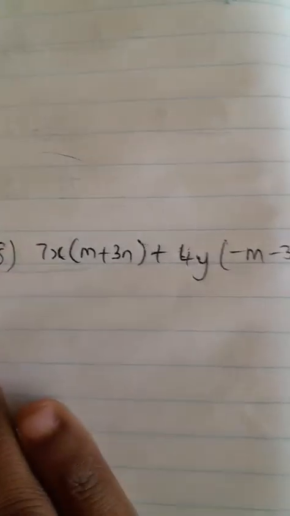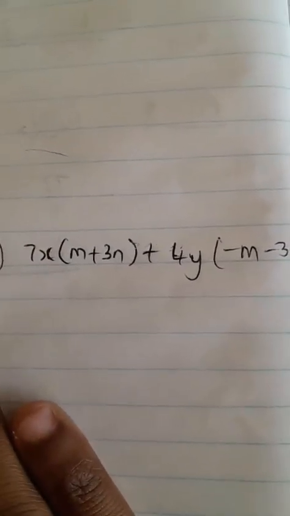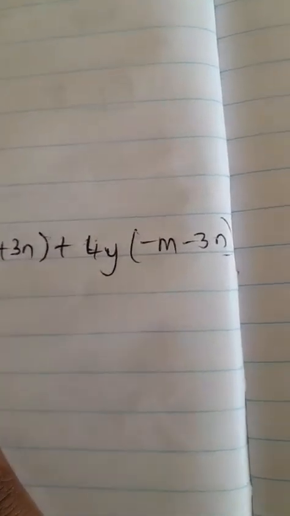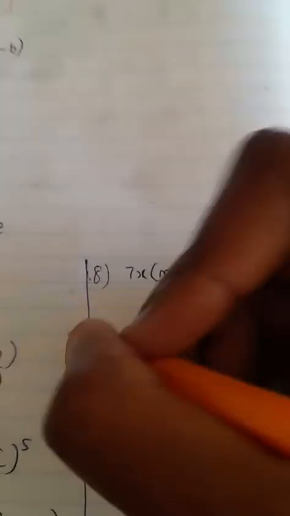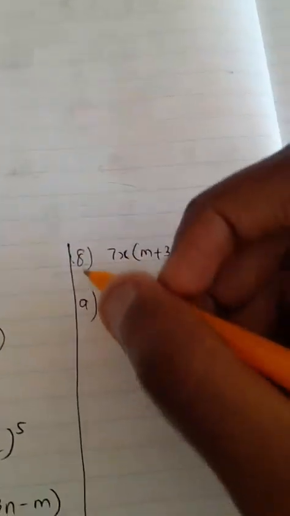This is 7x to the power, 7x into m plus 3n plus 4y into negative m minus 3n, the bracket at the end. 9.